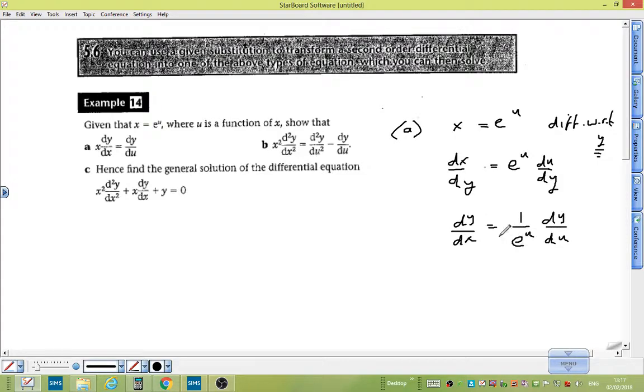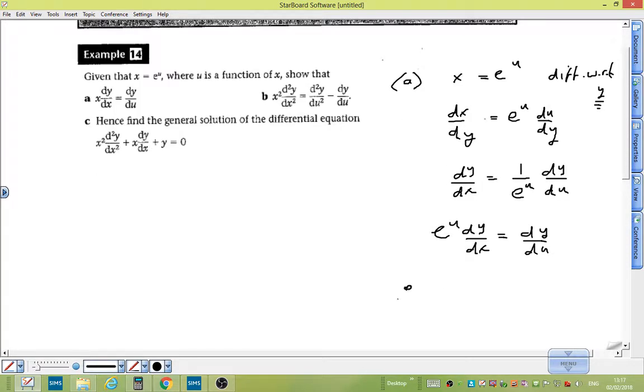Now I'm going to bring this up, and it becomes e to the u dy by dx, and it's to show that, so I ought to show each step. So e to the u dy by dx is equal to dy by du, and obviously e to the u is x, so therefore x dy by dx is equal to dy by du. Okay, right, so that's the first bit done.